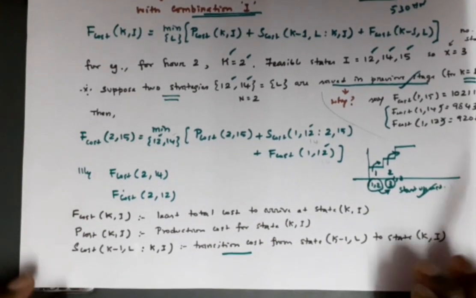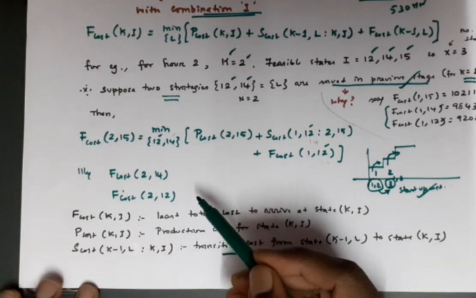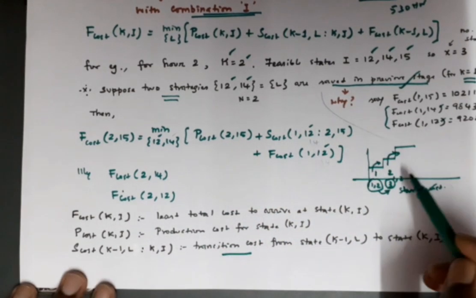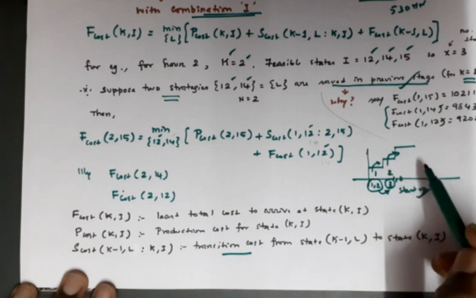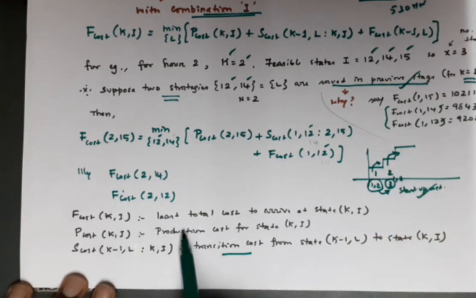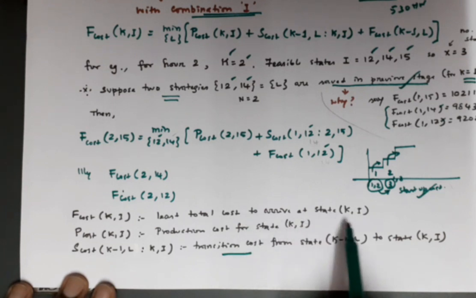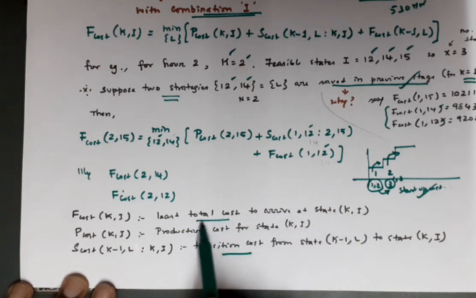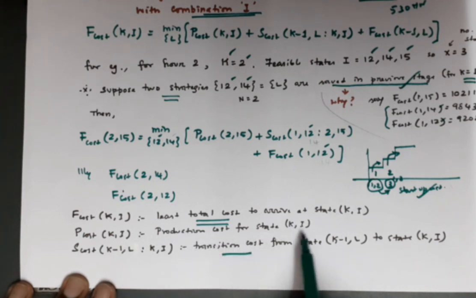So again, if you come here, this is a recursive algorithm. You can go on with the hours for all the periods and all the feasible states. You should go on checking these things. So f cost is the least total cost to arrive at state k comma I. P cost is the production cost for state k comma I. And this S cost is the transition cost from state k minus 1 comma L to state k comma I.